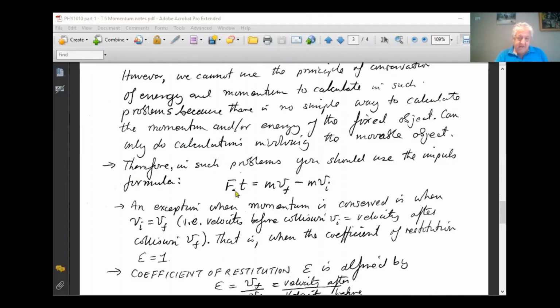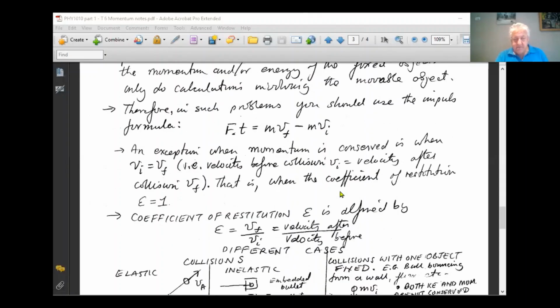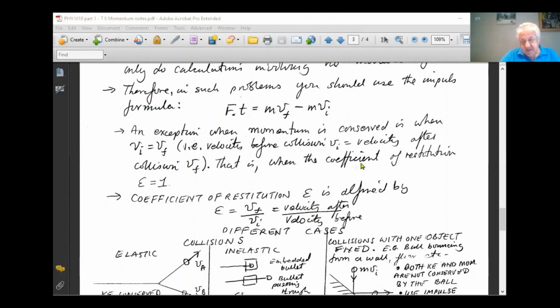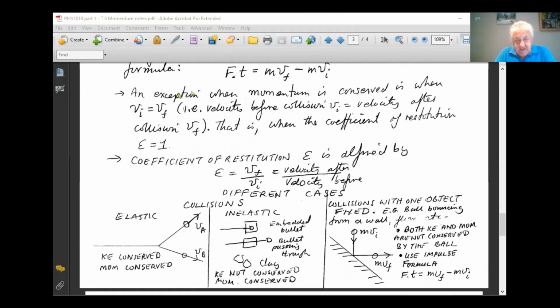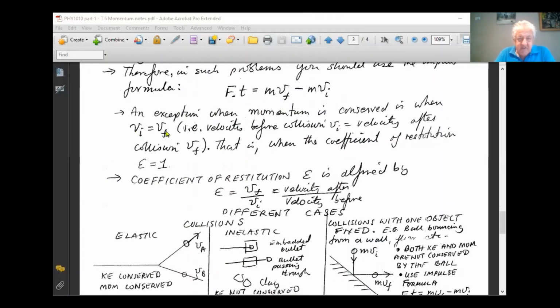Should be an E there. Force times time is equal to the change in momentum. An exception when momentum is conserved is when the initial velocity is equal to the final velocity. This is equivalent to saying the coefficient of restitution is equal to 1. Now, the coefficient of restitution measures whether a collision is elastic or not. Here, even energy will be conserved. If the initial velocity is equal to the final velocity, even energy is conserved.